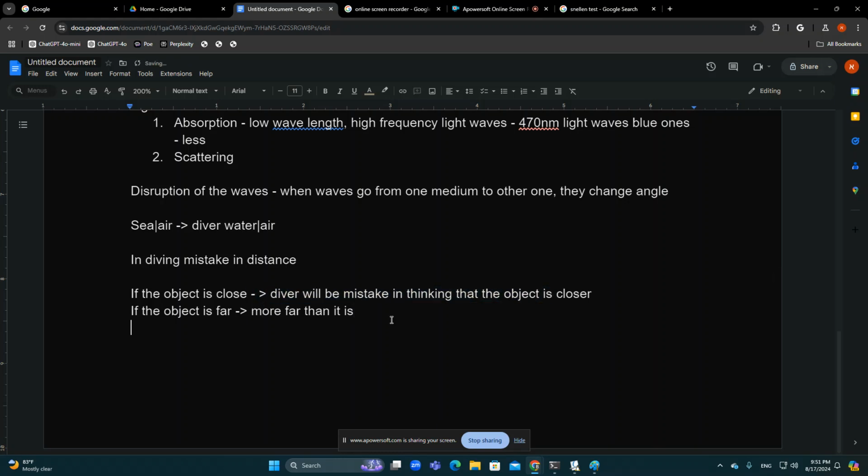And there is a border between them where the diver will be correct in estimating the distance. And this border is changing. It is not constant. It depends.